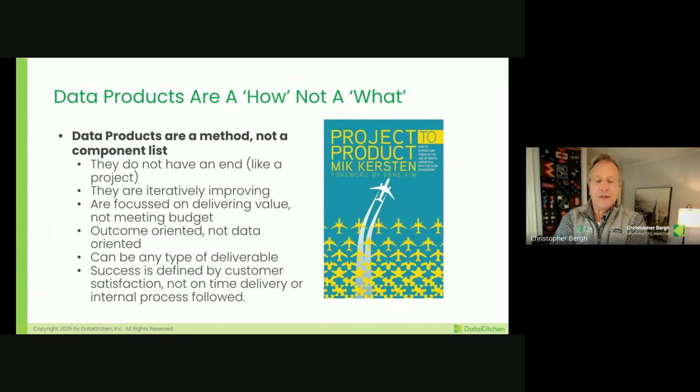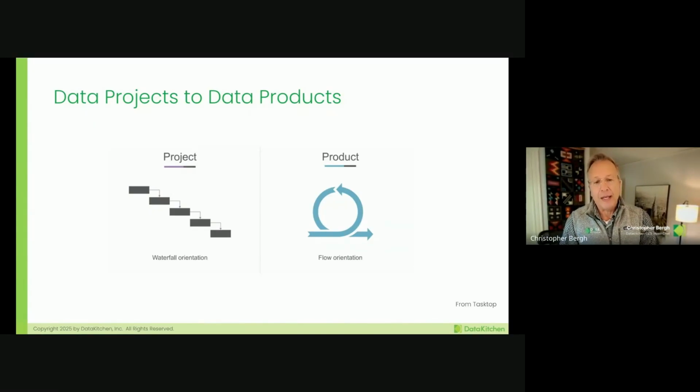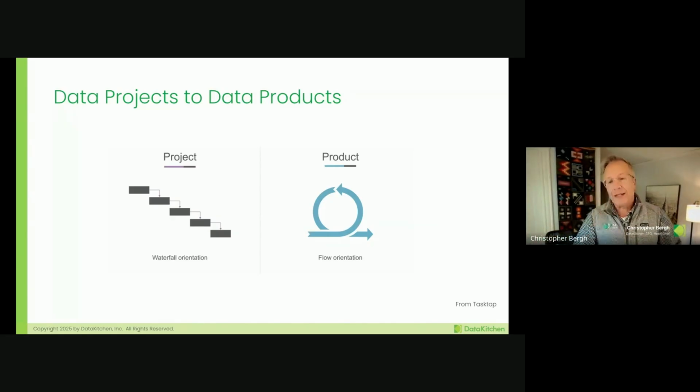The whole point of a product is to deliver value to your customer in an iterative way. And the product's about the outcome, not the method. And it really can be anything. And so I think the idea of data products is that it's not a project. So it doesn't have a start and an end. It doesn't have a waterfall. It's focused on the flow of work to the customer. And so instead of being focused internally on what your steps are, it's focused externally and focusing on the flow of value.